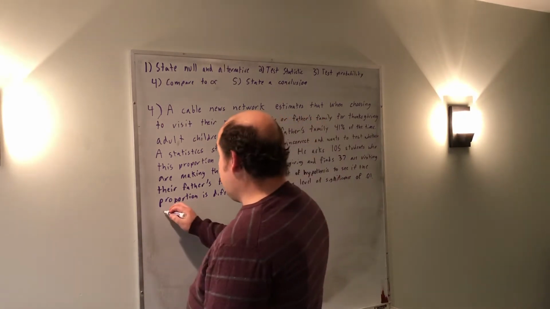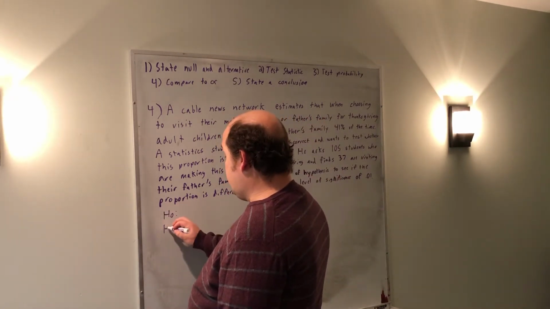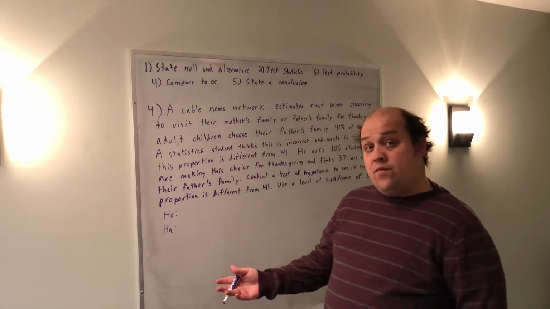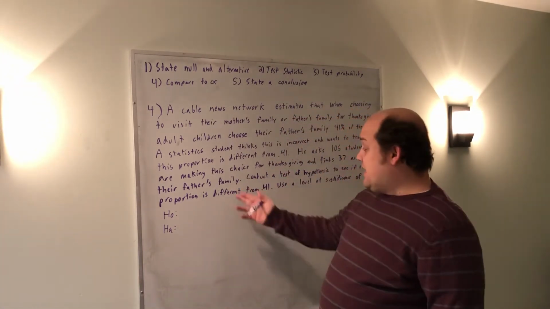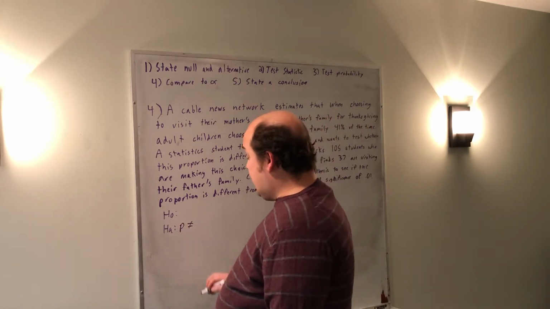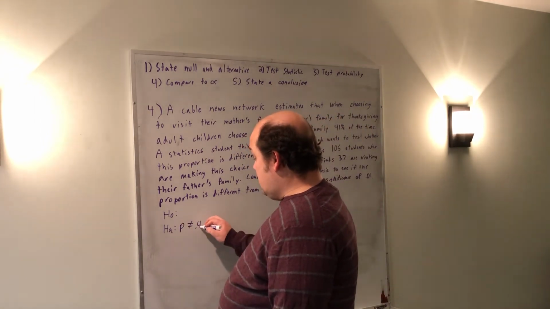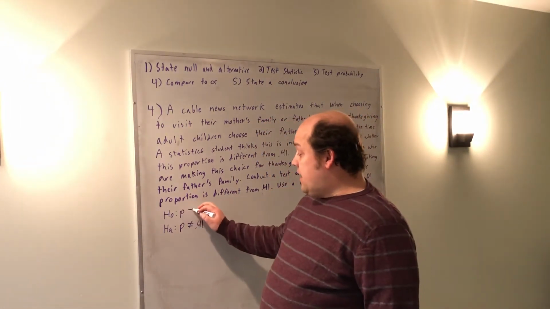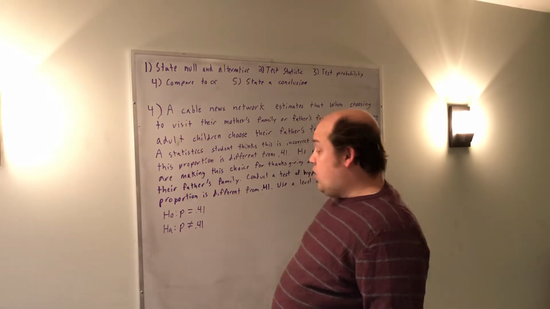So first thing we need to do is set up our null and alternative. Here we don't know whether we're testing if it's going to be more than 41% or less. We're just testing if it's different from. That's why our alternative should be based on a not equal to test. So p is not equal to 0.41 is my alternative. That means my null has to be p does equal 0.41.